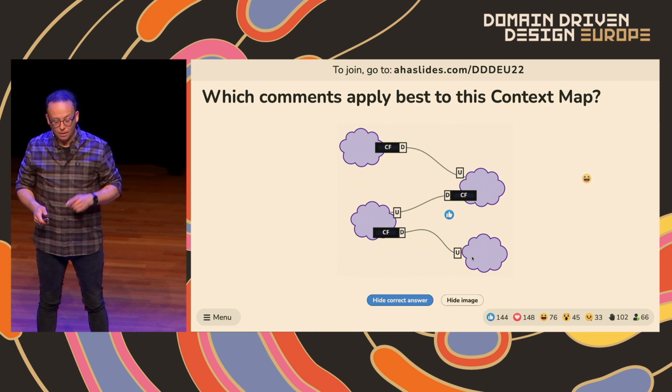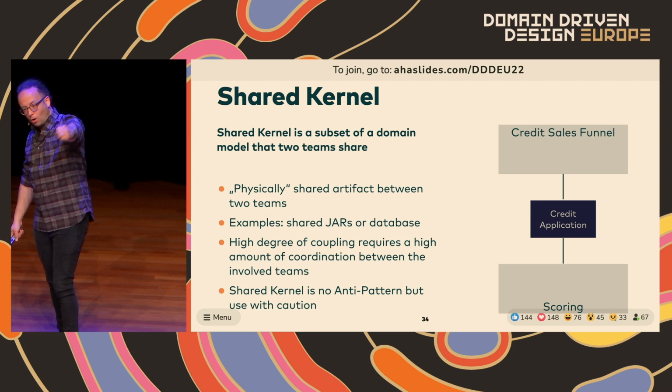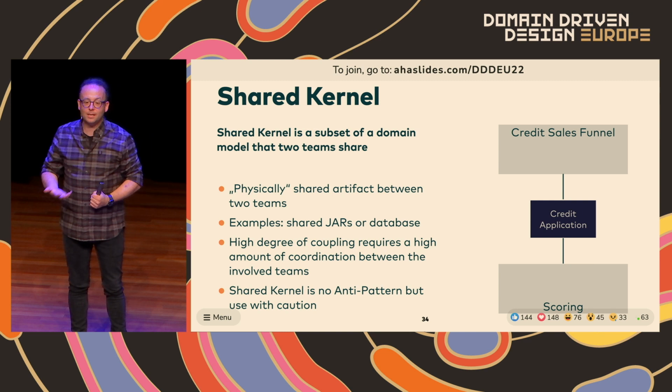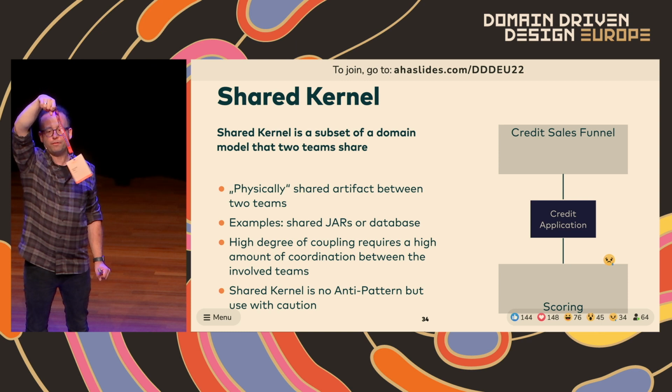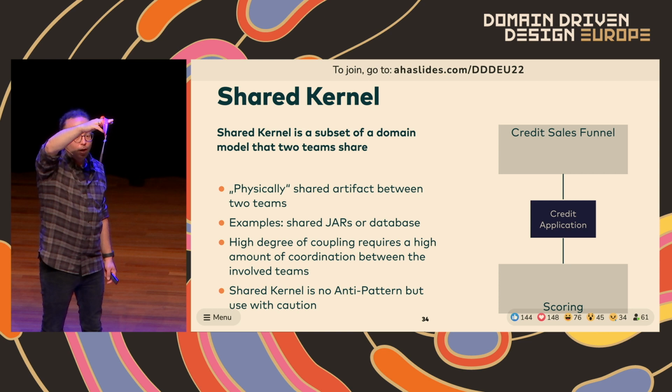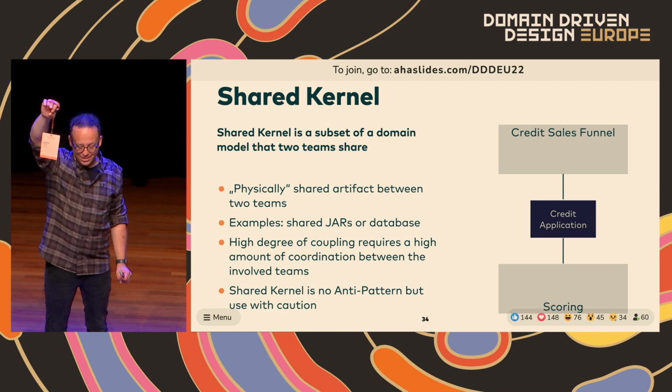The shared kernel. That's even a stronger coupling than the conformist. With the shared kernel, I physically share an artifact with someone. So let's say this conference badge here is a jar file, a jar library in the Java world. Or you can use a DLL or an NPM module, whatever you want to have. So I'm a Java guy. I'm one of those boring dudes who's still doing Java. And that's my shared jar file.